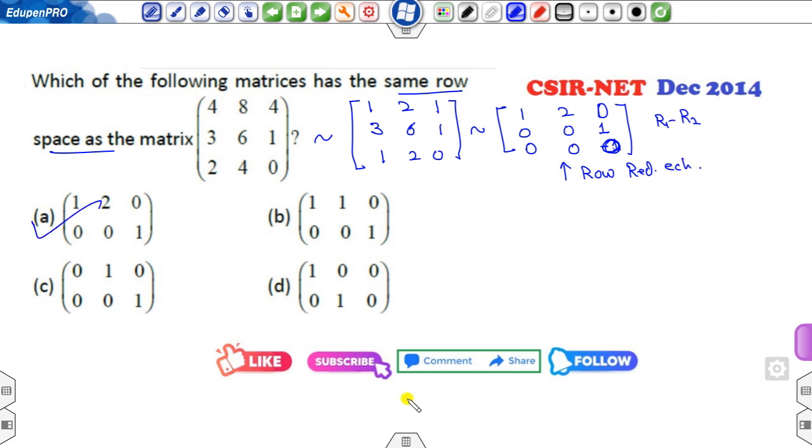So you can see the first option is right, because the rank of this matrix will be 2. This is also 2, this is also 2, this is also 2, but it is equivalent to this.